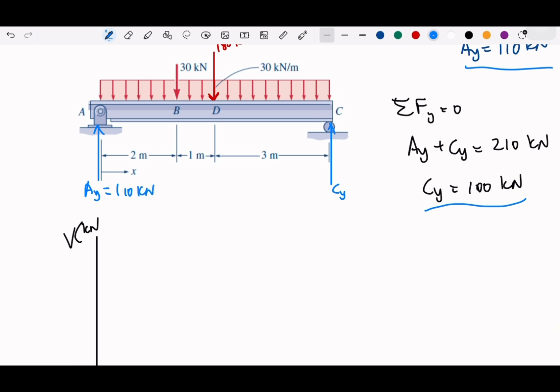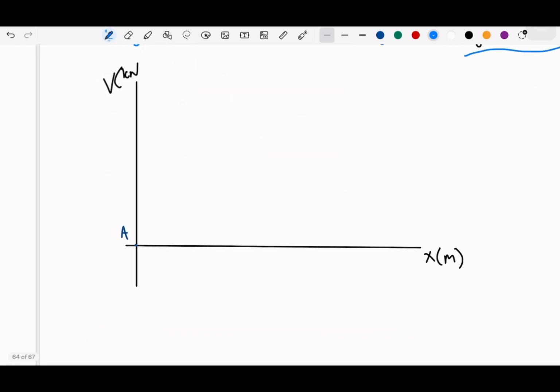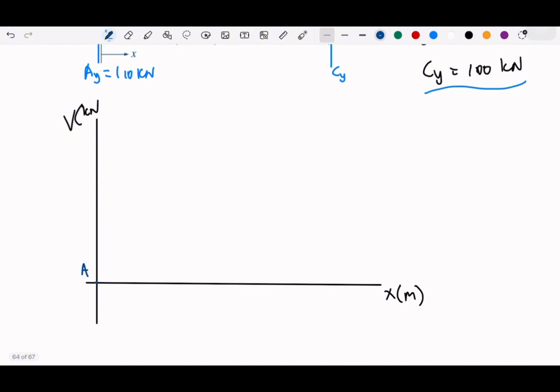So we start from this 110. If you have a different scale or ratio or proportion in the graph, I think it should be okay as long as you wrote the correct number or the correct equations. Okay, so let's say we have 110 here. This is 110 kilonewton.